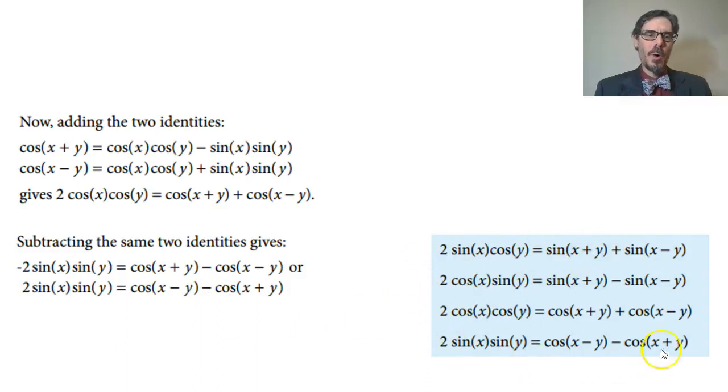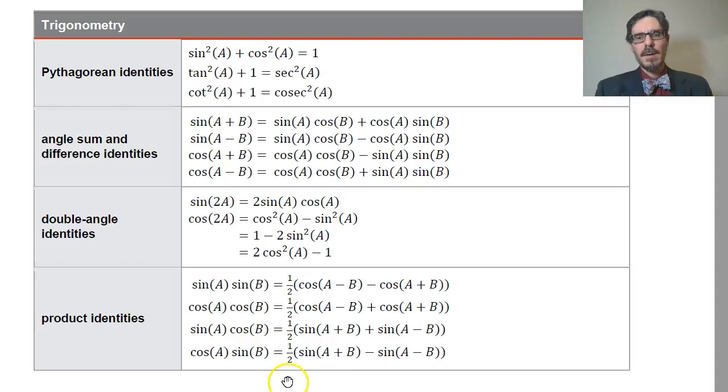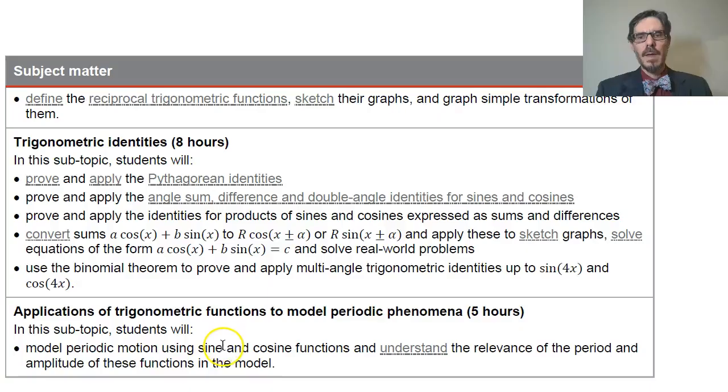So here are 4 identities that will help you to turn a product into a sum or difference. And again, as usual, these identities are actually on your formula sheet. Interestingly, notice they've actually written it with the half version. And I think the reason is the syllabus says you have to be able to prove and apply the identities for products of sines and cosines expressed as sums and differences. So they've actually written it for that conversion from products to sums and differences.